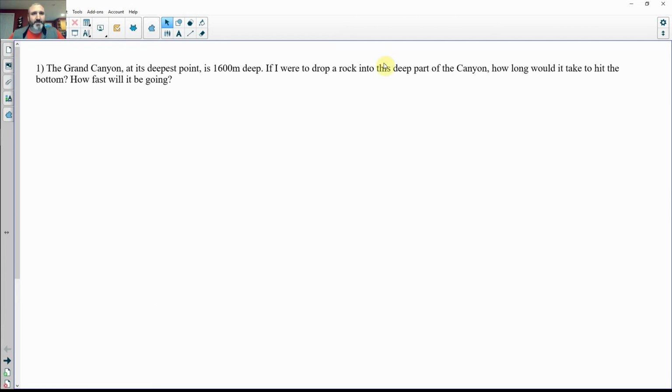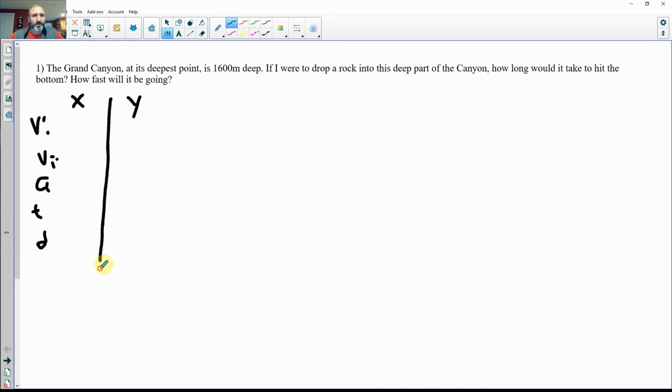The Grand Canyon at its deepest point is 1,600 meters deep. If I were to drop a rock into the deep part of the canyon, how long would it take to hit the bottom? How fast will it be going? Unlike what we've been doing for the past couple of days, where we're used to VI, VF, A, T, and D in the X and the Y, in this case we're just dropping it, so there's nothing going on in the X dimension. I was just trying to help you remember how we deal with one-dimensional kinematics.